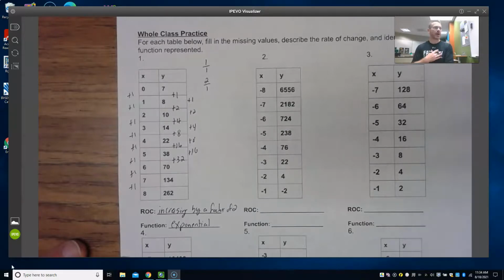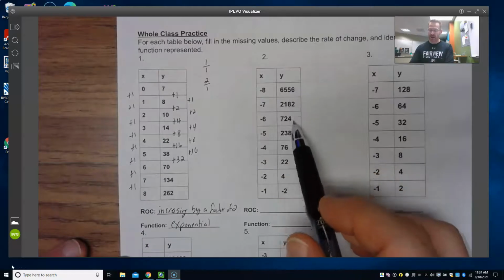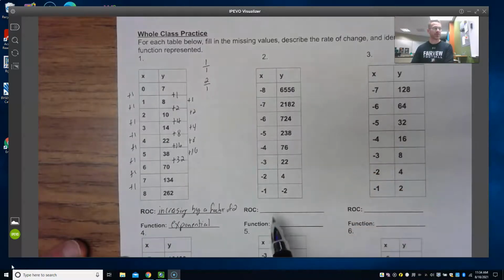Okay, it looks like it's going down the entire time, right? So probably not absolute value, probably not quadratic, but we have to verify. Let's jump in and look at our rates of change.